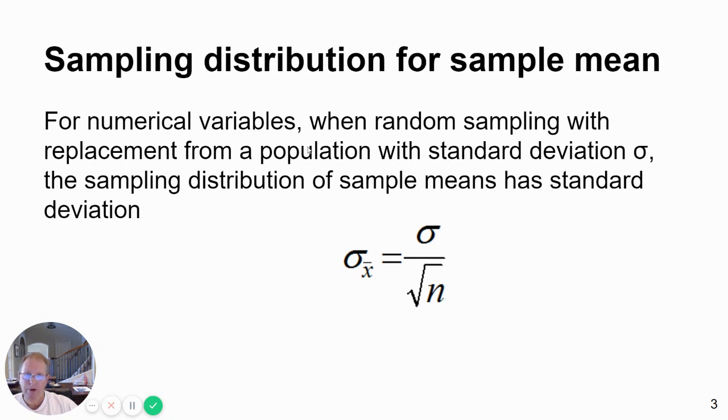Now, for numerical variables, when random sampling with replacement from a population with standard deviation sigma, the sampling distribution of sample means has a standard deviation given by this formula right here. This means that the standard deviation of the sampling distribution of x bar is equal to the standard deviation of the population divided by the square root of n. So as n gets larger, you can see why the spread of my sampling distribution will get smaller.